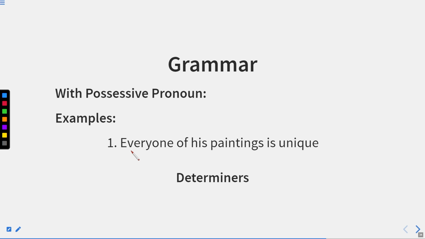With possessive pronouns: every one of his paintings is unique. Now his is actually a possessive adjective, not a pronoun, and paintings is a noun. So we cannot say possessive pronoun, but possessive case, it means possessive adjective, because a pronoun replaces a noun, whereas a noun is followed by an adjective only. So, every one of his paintings is unique.